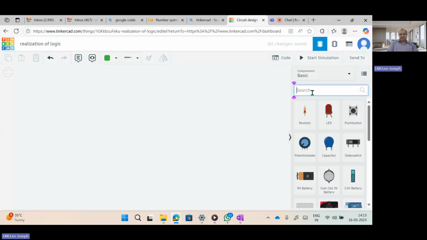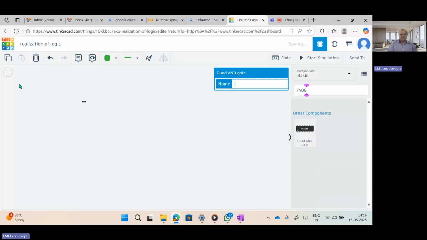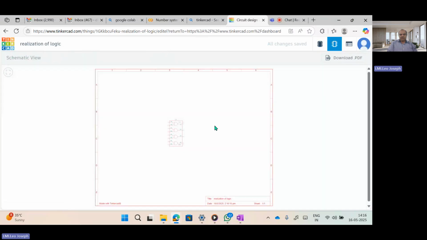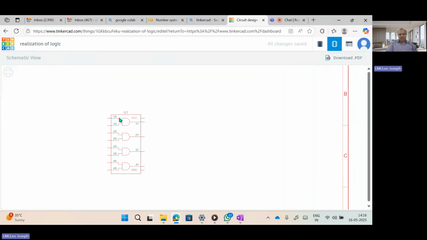So first, after opening Tinkercad, you have to type 7408. That means it is an AND gate IC. So first I am taking it here. Fine. So this is the 7408 IC. If I click this icon, I am able to see what all things are available here. Let us see slowly, you can see 1A, 1B and 1Y. That means the pin numbers 1, 2 and 3. Similarly 4, 5 and 6. Like that you can choose either 7, 8, 9 or 10, 11, 12. Like that you can choose whatever you want in your own fashion.